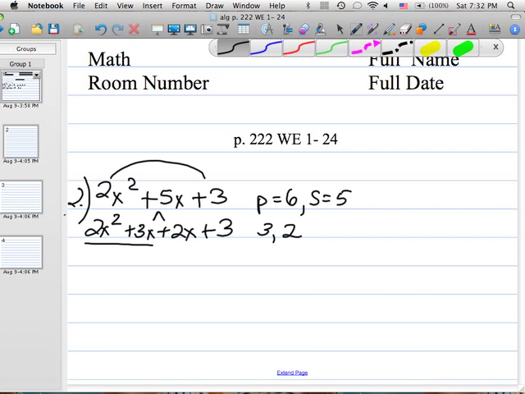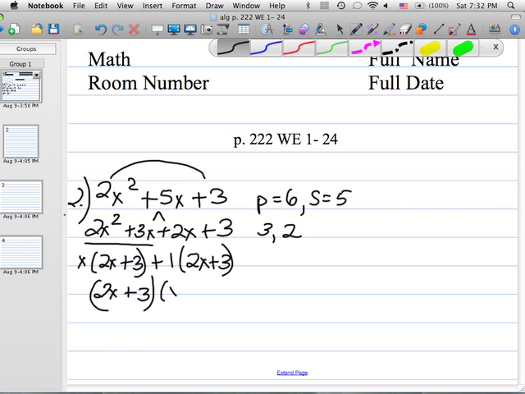From the first pair, take out x, and we have 2x plus 3. Signs are the same, positive, positive, positive, positive. We've got to take out something, so we take out a 1, and we get 2x plus 3. So our factors are 2x plus 3 and x plus 1.